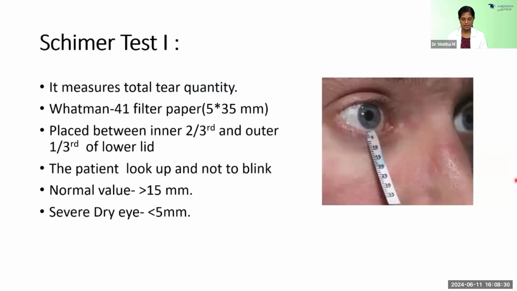Next is Schirmer's test 1. It is a quantitative test. It measures the total tear film quantity. It is measured with the help of Whatman 41 filter paper. It is placed between the inner 2/3 and the outer 1/3 of the lower lid. Usually, the patient is asked to look up and not blink. Usually, after 5 minutes, the tear may wet more than 15 millimeter of the reading. If it is less than 5 millimeter, it depicts severe dry eye.